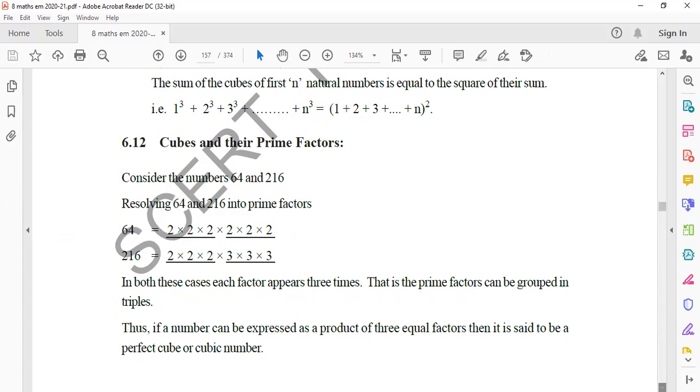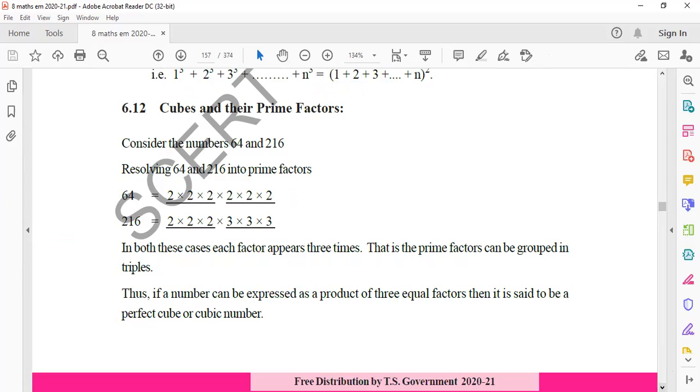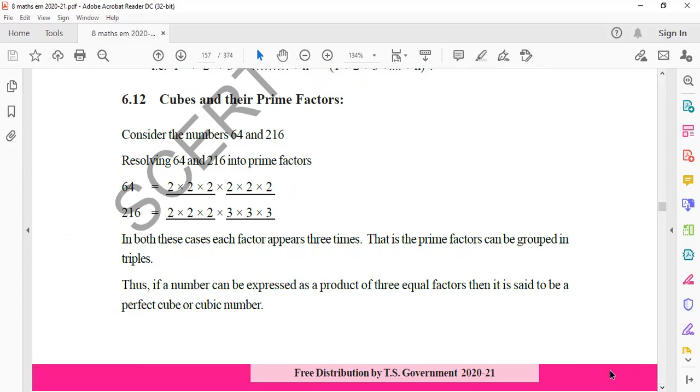Cubes and their prime factors. So you need to find the cube of the numbers. I told you many times how to find the cube root of things, so the method is the same. This 64 is there. You take LCM like this. You have 216, you take LCM and you get it out. Are you following or not? So try to take 64, take LCM.